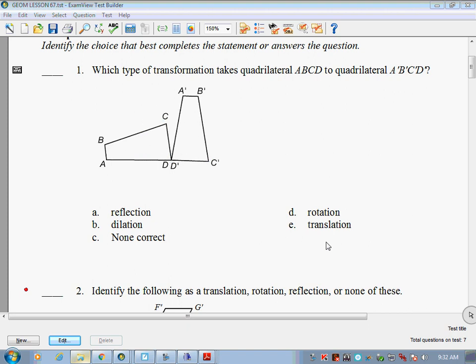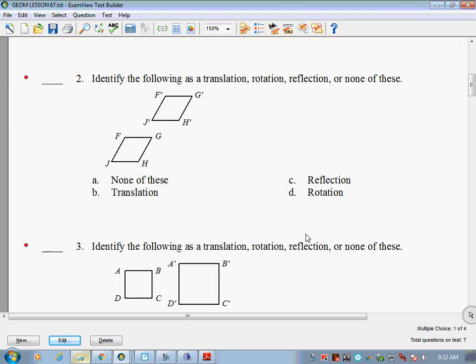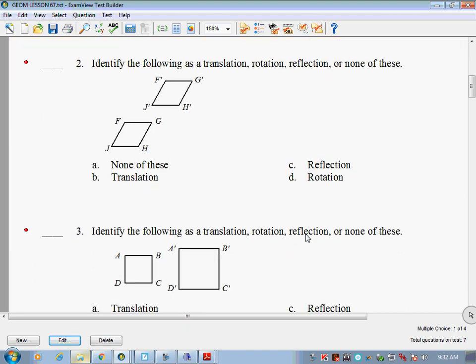All right. Number 2. What type of transformation are we getting here? Erica, what do you think? Is this a translation, a reflection, or a rotation? What do you think?